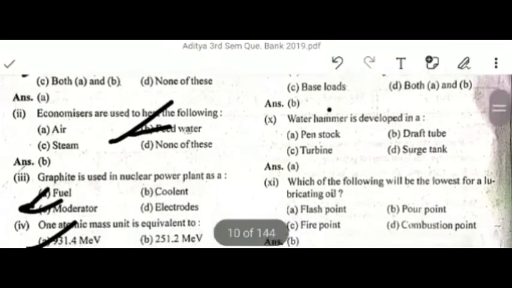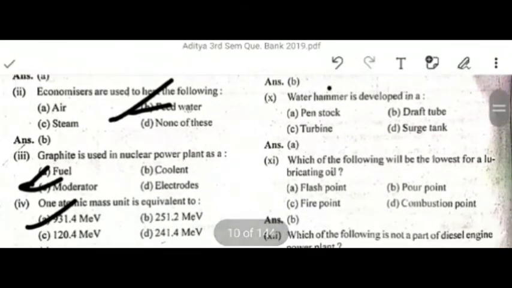Now the 10th question is: water hammer is developed in a penstock. You know what water hammer is? Water hammer is the phenomenon when a penstock gets destroyed. This is called water hammer. So water hammer is developed in a penstock.